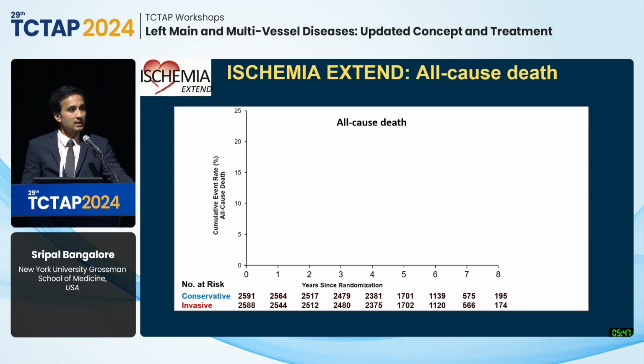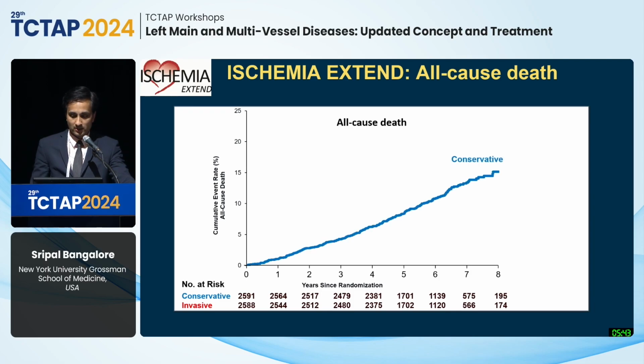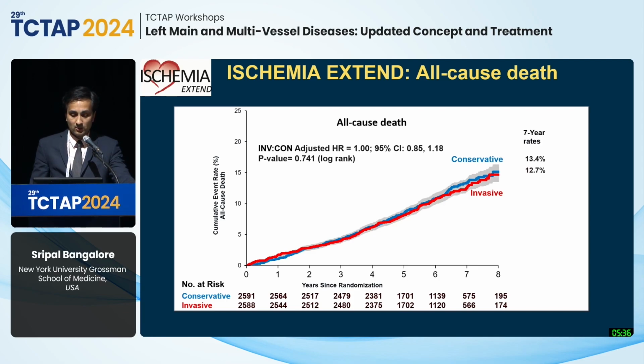This is the result for ISCHEMIA EXTEND, where we are following the ISCHEMIA cohort, and this is the 7-year result. For all-cause mortality, this is the curve for conservative, this is the curve for invasive. Again, we see no significant difference between invasive and conservative for 7-year rates of all-cause death. And the rate of all-cause death in this particular trial is around 2% per year.